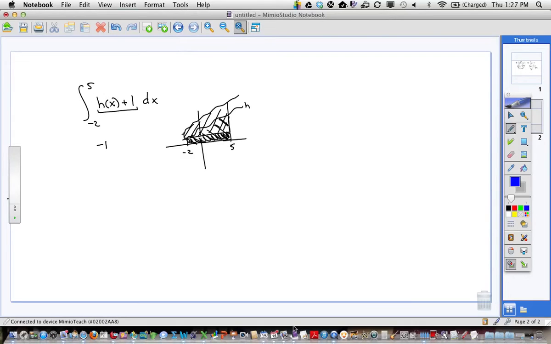So you'd say, well, I have that -11, but then I've added a strip of area that's 7, and that makes a total of -4. So I could have done it that way. Okay? So that's the idea of 36.